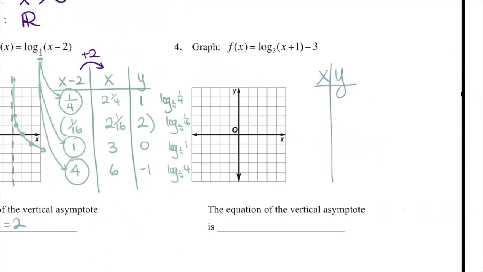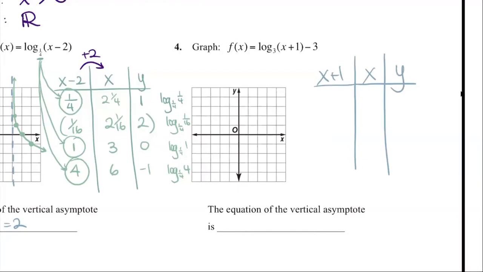All right, so let's set that up. Let me actually do x plus 1, right? That's what's inside the log, and that will help me figure out what x and y need to be. Okay, let's start with the vertical asymptote. So in the chat, go ahead and test yourself. See if you can tell me what the vertical asymptote for number 4 should be. Try it out. Oh, give me the whole equation. Give me x is equal to.